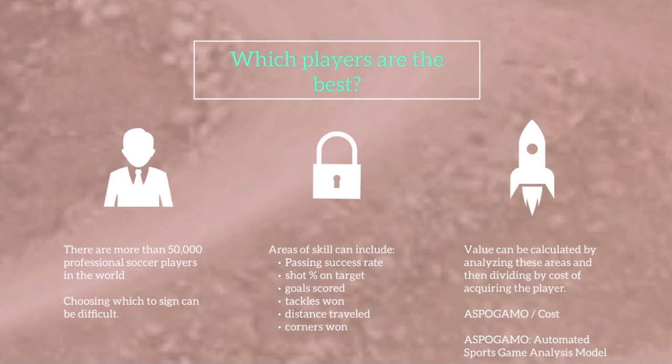So you're going to look at different areas, including passing success rate, which is if you try to pass the ball to one of your teammates, is that ball intercepted and stolen by the opposing team, or is it a successful pass? So as the passes are successful, the rate goes up, and as your balls are intercepted, the rate goes down. Other areas include shot percentage on target. So when you shoot, is the ball going on frame to where the goal is, or are you missing wide or high? Goals scored when striking, tackles won, distance traveled, and corners won.